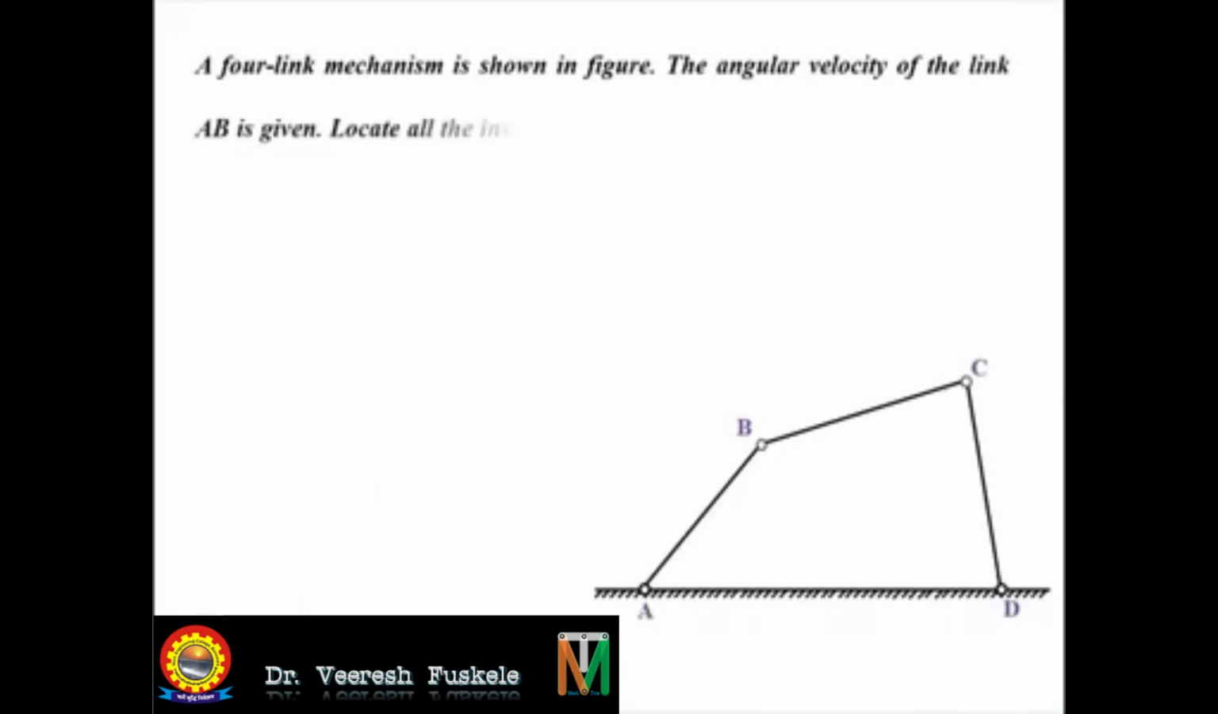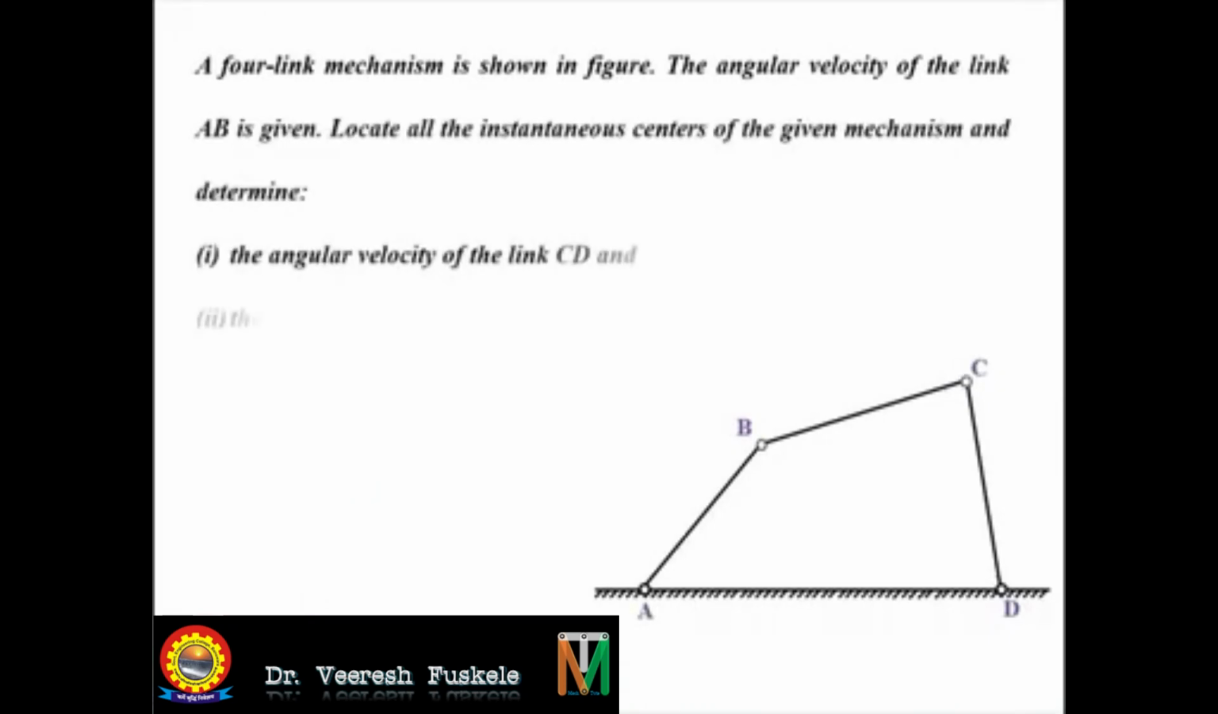The angular velocity of the link AB is given, and we need to locate the instantaneous centers of the given mechanism, and we need to determine the angular velocity of the link CD and the angular velocity of the link BC.